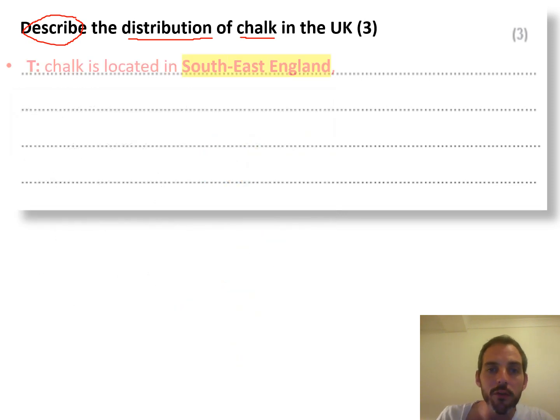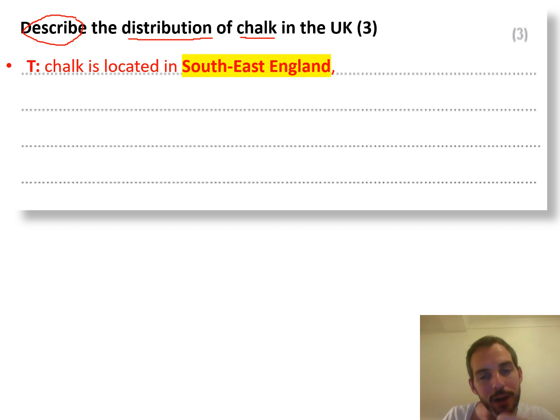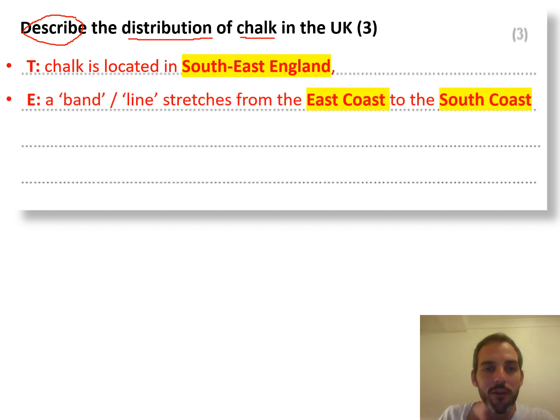Okay, so the answer that we've got is the main trend is that chalk is located or distributed in southeast England. It wasn't good enough just to say southern England because it's really concentrated towards the southeast. What you could say is that it stretches in a line from the east coast to the south coast. If you remember looking at that map, it was stretching in a kind of diagonal line from the east coast down to the south coast, and then London was about here.